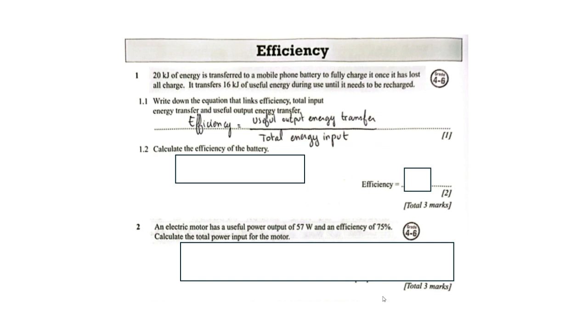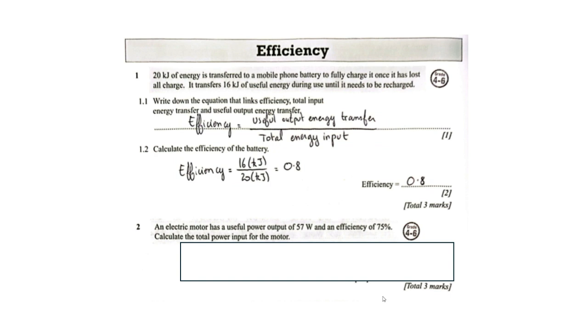So the useful output is 16 kilojoules. The total energy input is 20 kilojoules. They're in the same unit, you don't have to convert it. And 16 divided by 20 is 0.8. So the efficiency is 0.8, could also be 80%.